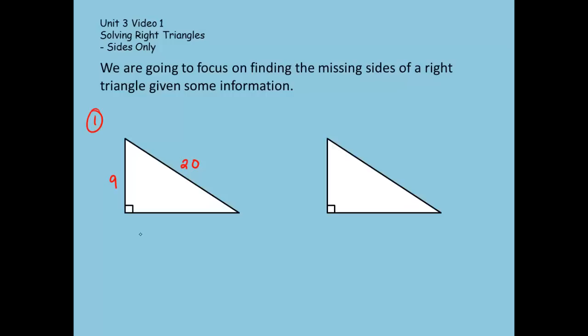So if I have 9 squared plus something squared equals 20 squared, go ahead and take a second and make sure you're careful with your calculations.